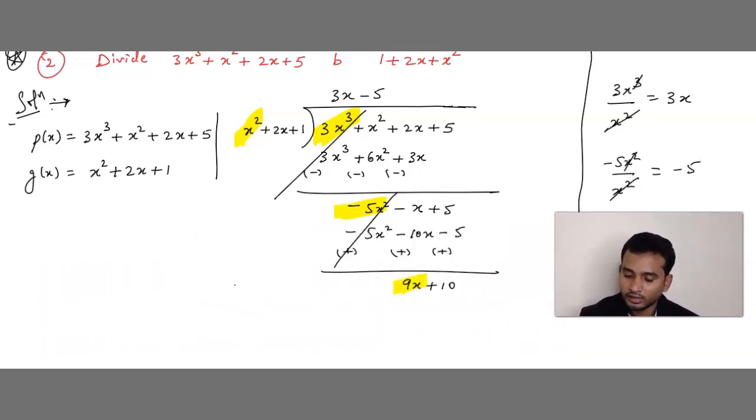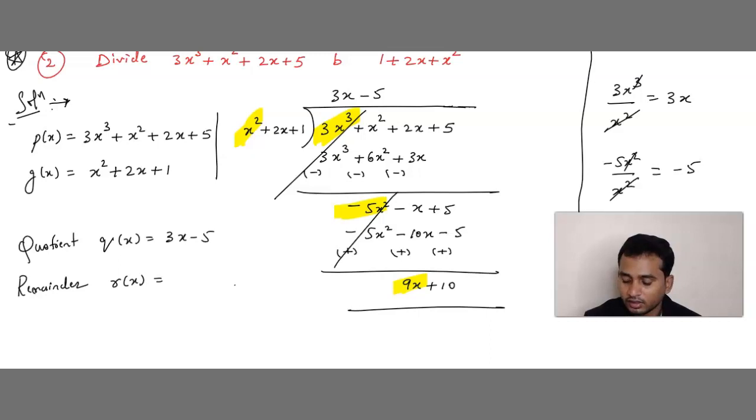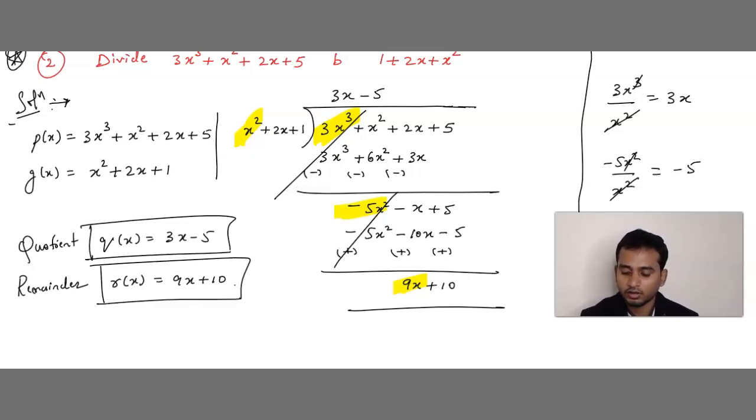Now we can conclude that by stating that is quotient, that is q of x is equals to 3x minus 5, and then remainder, that is r of x is equals to 9x plus 10. So this is our quotient and this is our remainder. I hope you all have understood this problem. So how to solve? I mean how to divide two polynomials, that is p of x by g of x. I hope you all have understood. So be careful when you are solving.